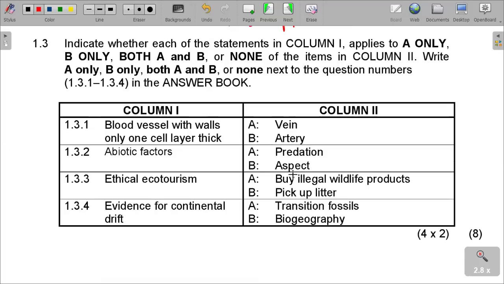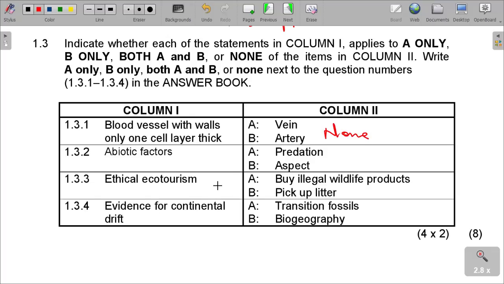1.3, you indicate whether each of the statements in column A applies to A only, B only, both A and B, or none. Write only the answers next to the question numbers. For example, question 1.1.3, blood vessels with walls only one cell layer thick. Is it the vein? Is it the artery? In this case, the answer is none of the above. So it is none.